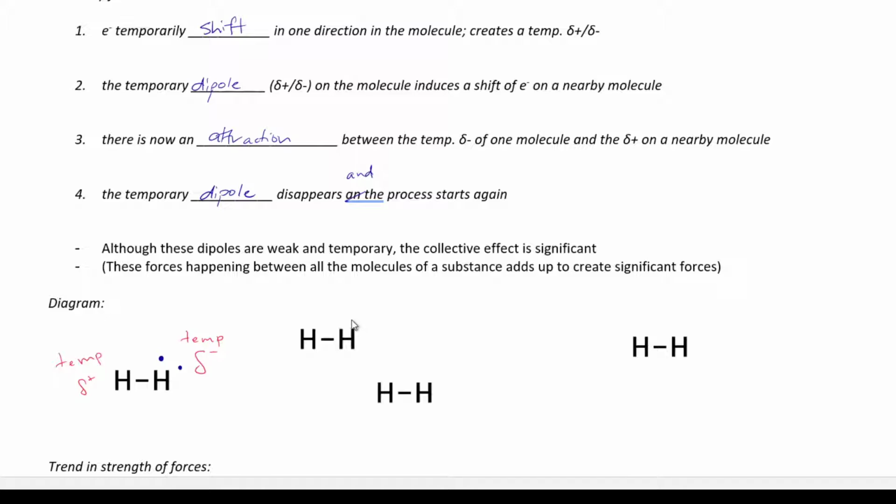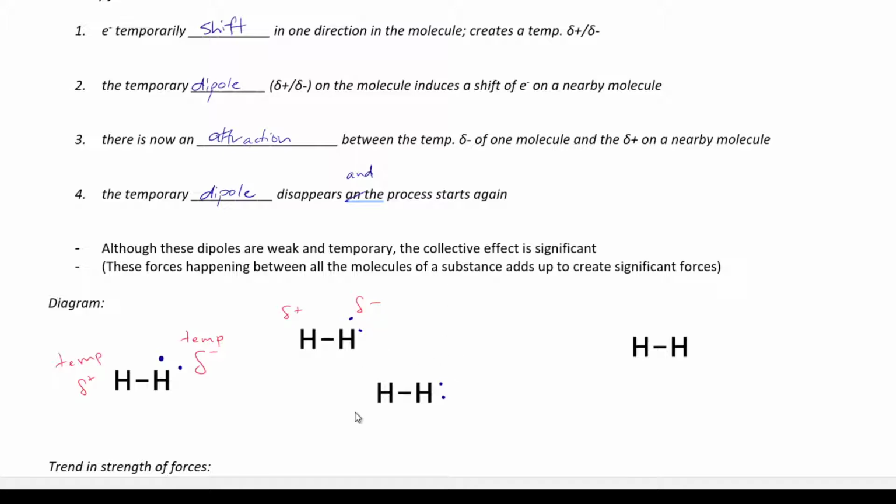So now we have the two electrons over here, and because you have negative charges on this side of the molecule, these negative charges will repel the electrons on a nearby molecule. So we're looking at step two now. The temporary dipole on the molecule induces a shift of the electrons on a nearby molecule. So the temporary delta negative here takes these negative electrons on a separate molecule and pushes them to this side. It repels them.